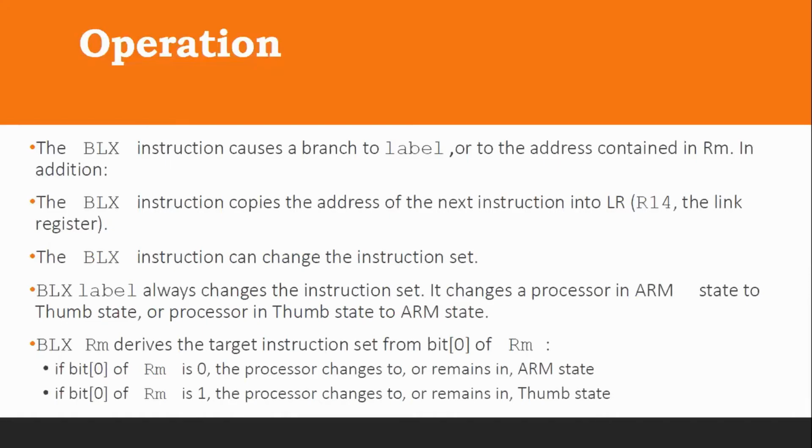BLX Rm derives the target instruction set from bit 0 of Rm. If bit 0 of Rm is 0, the processor changes to or remains in ARM state. If bit 0 of Rm is 1, the processor changes to or remains in Thumb state.